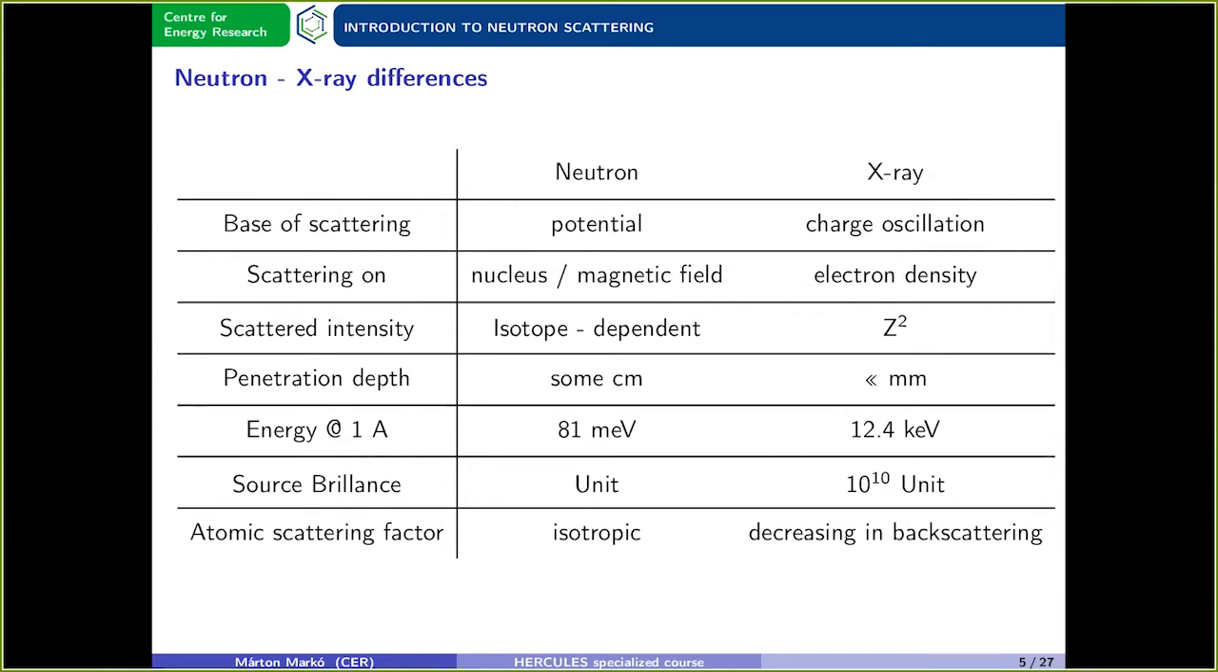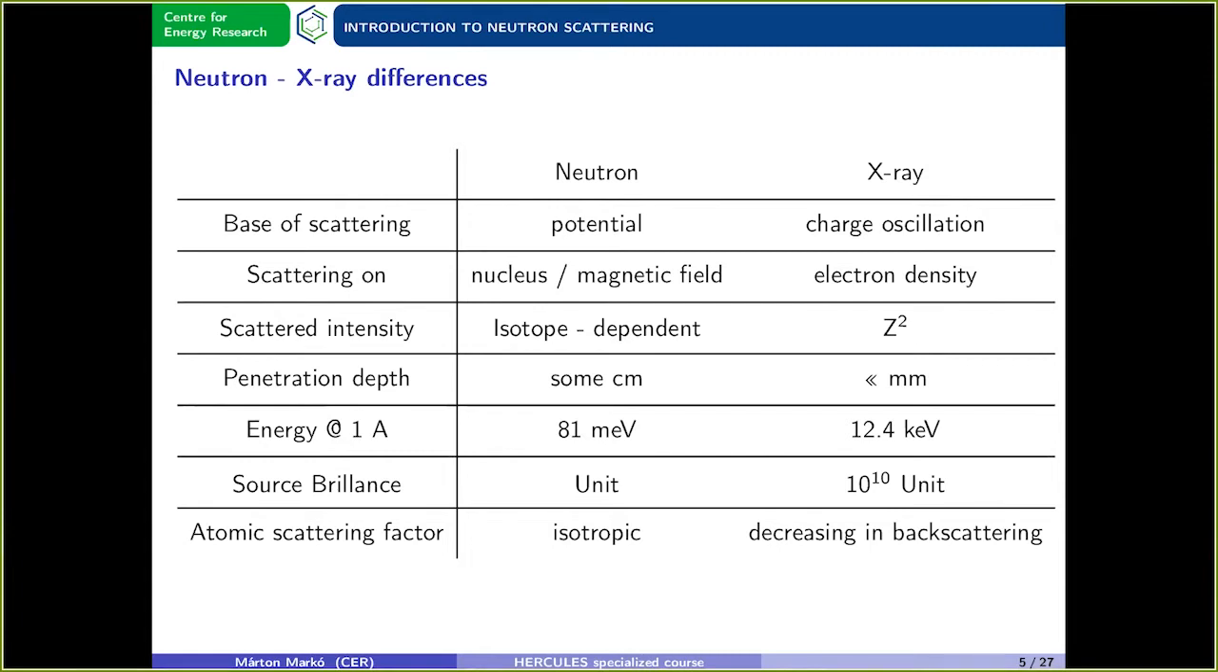But the brilliance of the sources, for neutrons, let's say it's a unit. For X-ray, it's at least 10 to the 10 units. So that means that with X-ray, you can measure almost everything. There are some things that you can't measure with X-ray, then you have to go to a neutron source.